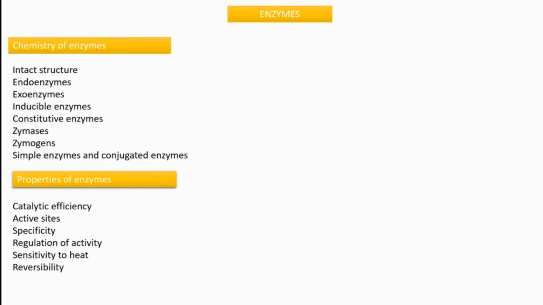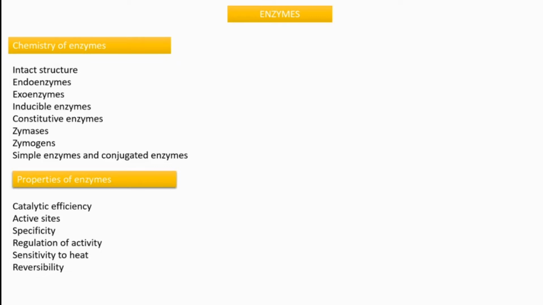Okay, next we are going to see the properties of enzymes. The first property is catalytic efficiency. Enzymes have a catalytic efficiency by which they can increase the speed of a reaction to 10 raised to 3 or 10 raised to 8 times that of an uncatalyzed reaction.